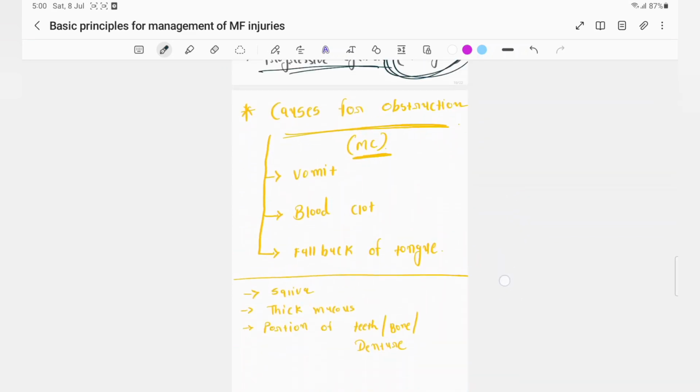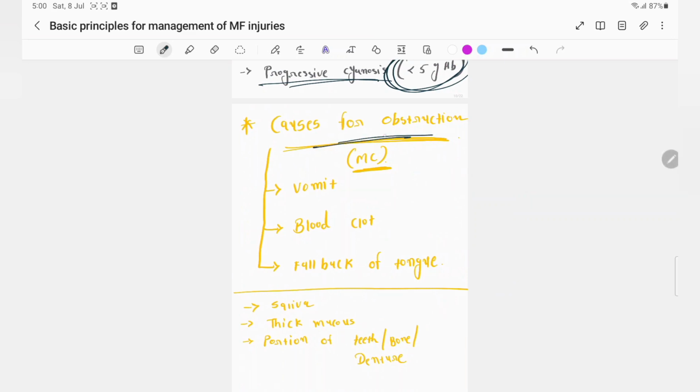Now moving to causes for obstruction. What are the most common causes we are going to cover? So first is vomit. Now suppose injury just happened and at that time the patient will start to vomit. So this vomit is going to collect in his oral cavity, right? So this vomit is going to block the trachea, so that the patient is not able to breathe. So this is the cause.